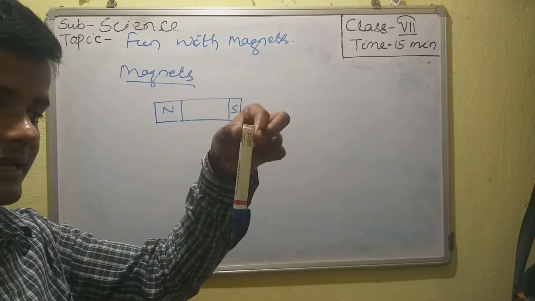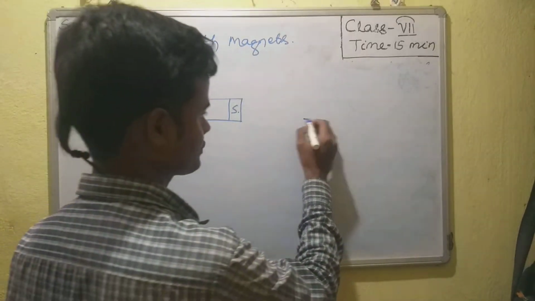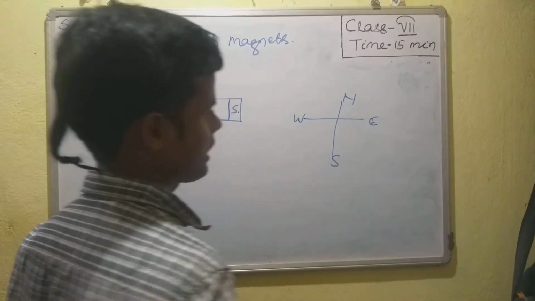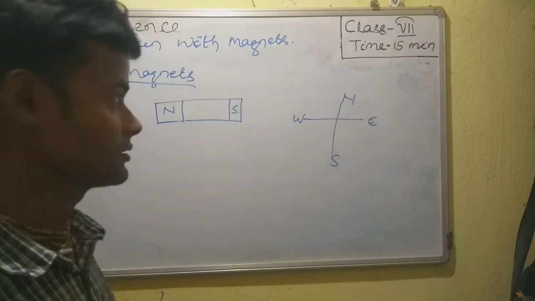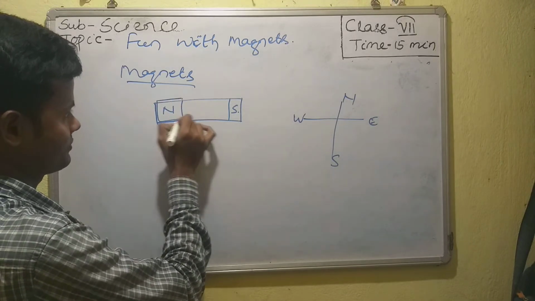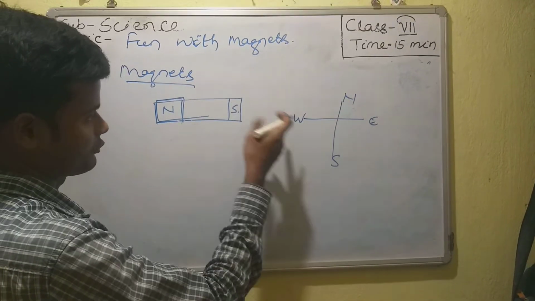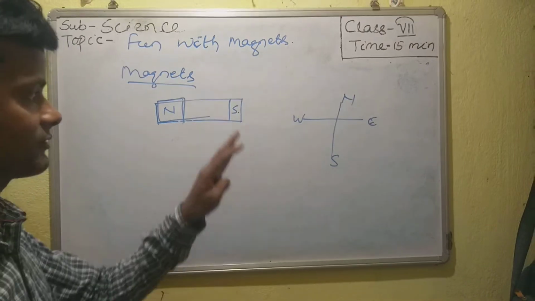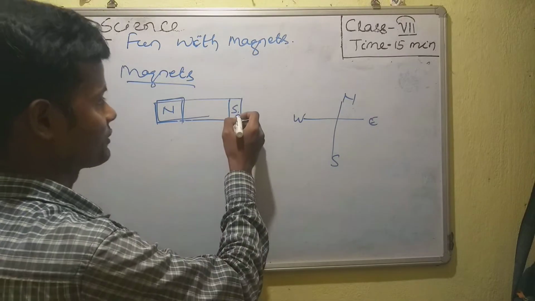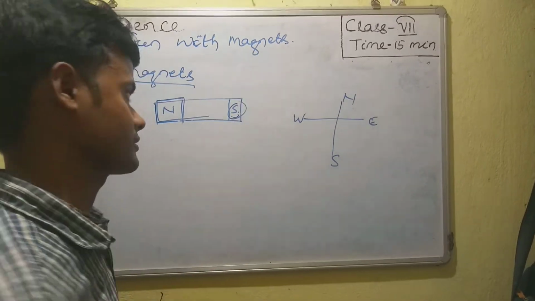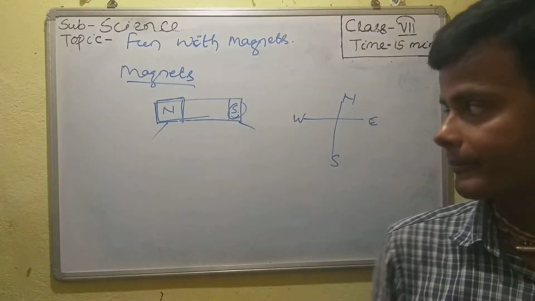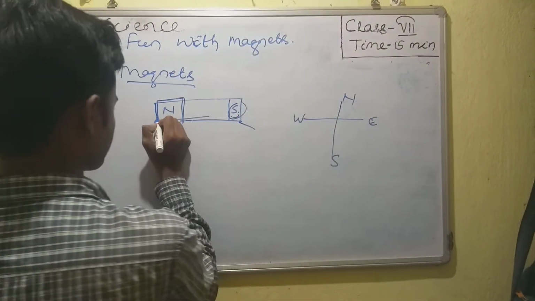We have four directions: east, west, north and south. If it is showing the direction of north, then we can conclude that that point is the north pole. And if the magnet is showing the direction of south, then we can say that it is the south pole of the magnet. The other one is the north pole of the magnet. These are the two poles of a magnet.